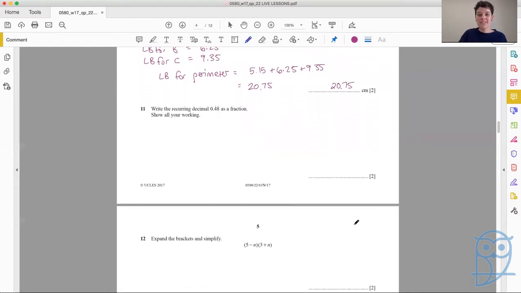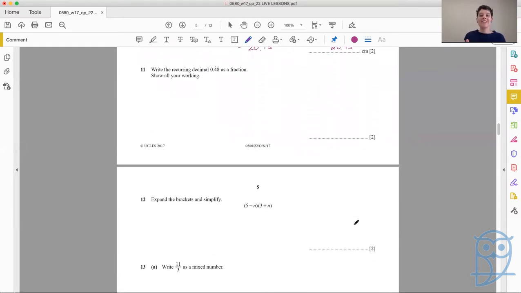So question 11 takes us somewhere else entirely. Write the recurring decimal 0.48 as a fraction. Show all your working. So have a quick look there. Look carefully. You've got dots on the 4 and the 8.